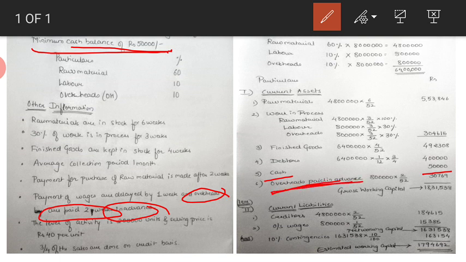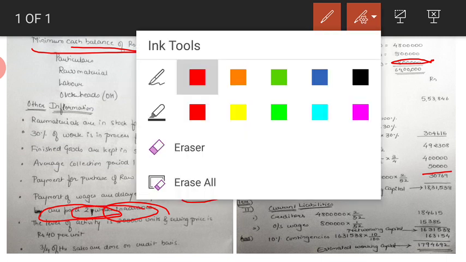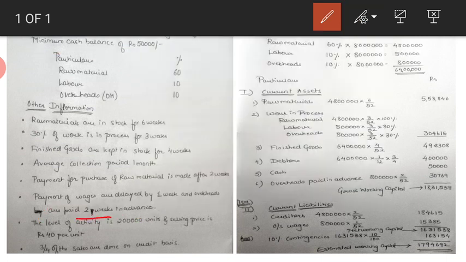So overheads paid in advance. How much is the total overheads? It is 8 lakhs into how many weeks in advance? It is 2 weeks in advance, right? 2 weeks in advance. So 8 lakhs into 2 divided by 52 gives us 30,769. With this, we complete all the current assets.